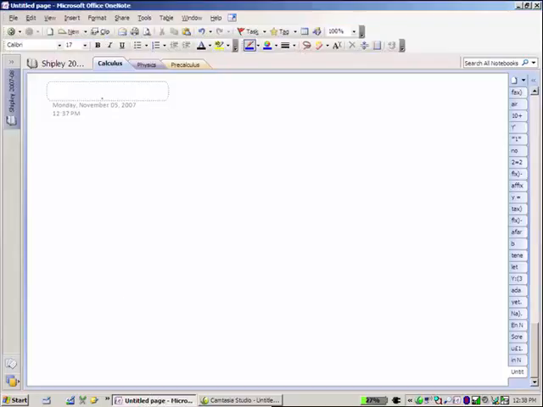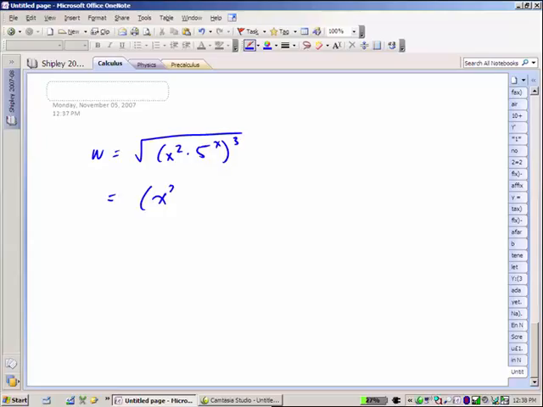All right, so take a look at 29. W equals the square root of x squared times 5 to the x to the third. See, now that's great. I love that. So you love algebra too, as well. Also.